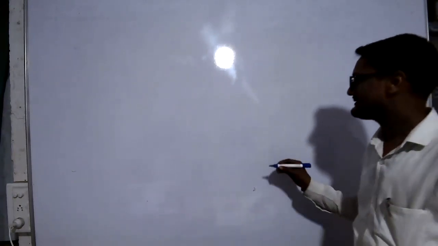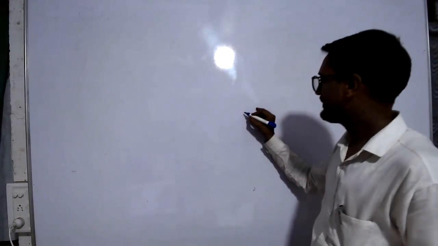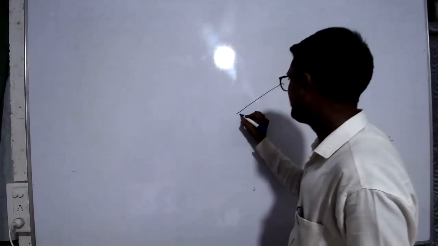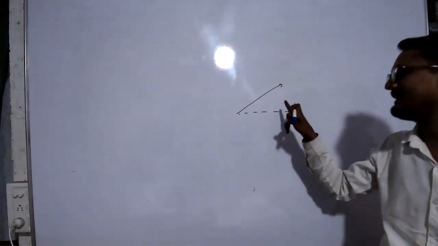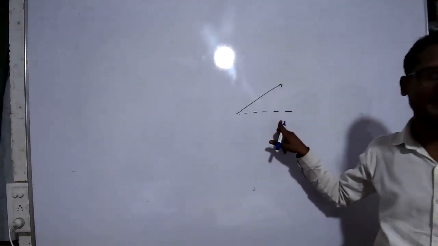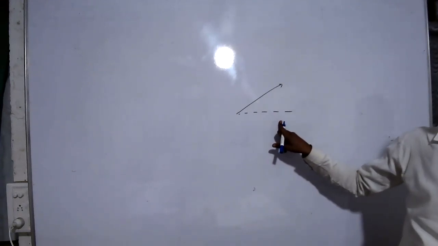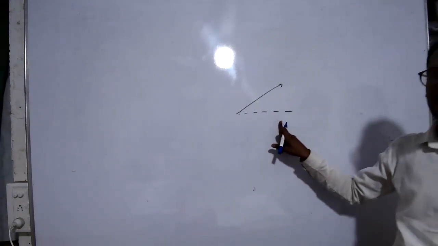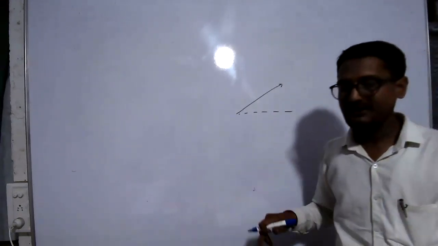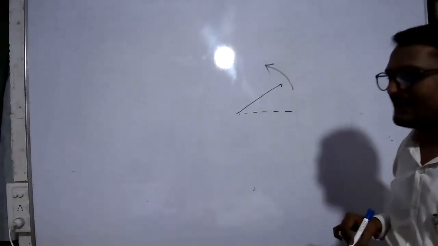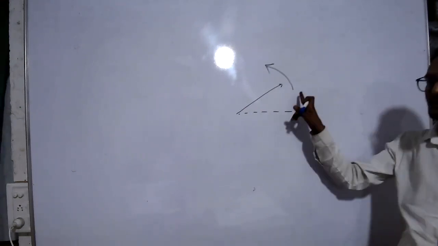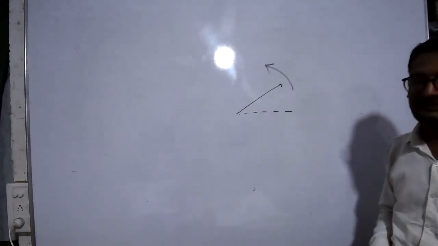Next is the phase angle. What is the phase angle? The phase angle means the conductor making an angle with the reference line. Conductor making an angle with the reference line is called a phase angle. The phase angle always rotates in the anti-clockwise direction.